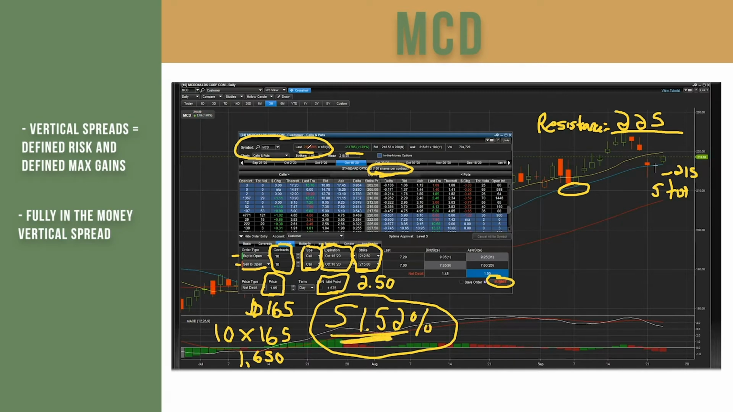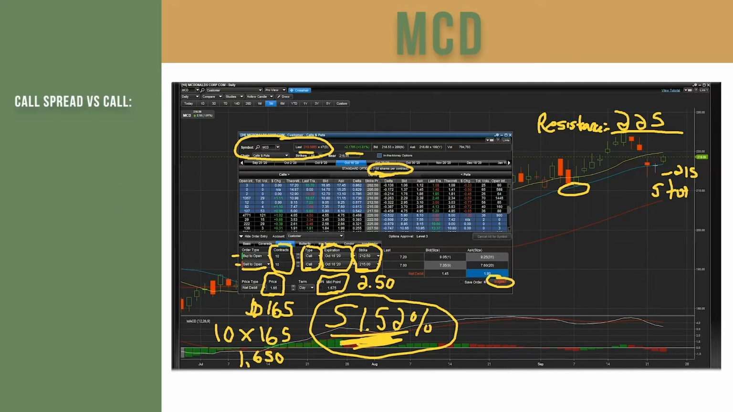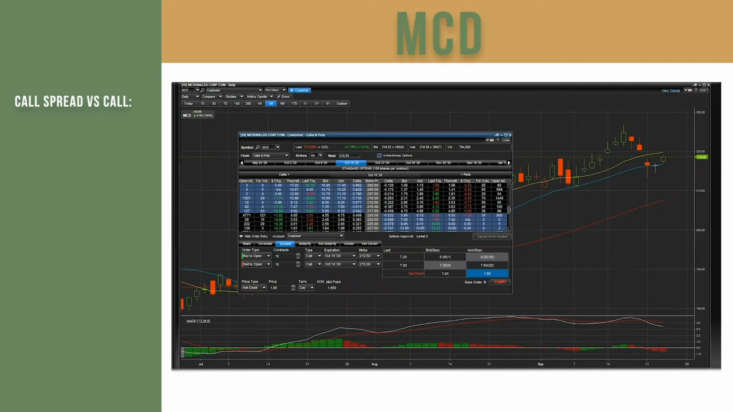It could stay where it's at. We would still make that 52% gain. It could climb to $500 a share. We would still make that 52% gain. Okay? Now, a lot of people ask, why would you go with a call spread versus a call?